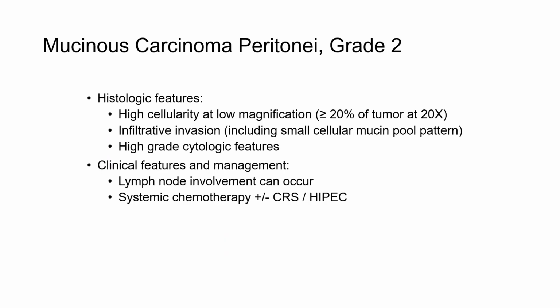Mucinous carcinoma peritonei grade 2 is characterized by high cellularity at low magnification, with the neoplastic cells typically comprising over 20% of the tumor volume. Infiltrative invasion, either your typical angulated glands and desmoplastic stroma or the small cellular mucin pool pattern that we talked about earlier, and typically high-grade cytologic features. Lymph node involvement can occur with grade 2 disease, and these patients therefore are typically treated with systemic chemotherapy, and they may or may not also receive cytoreductive surgery and HIPEC depending upon their response.